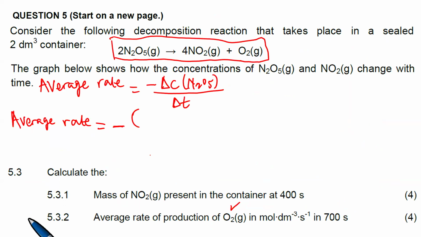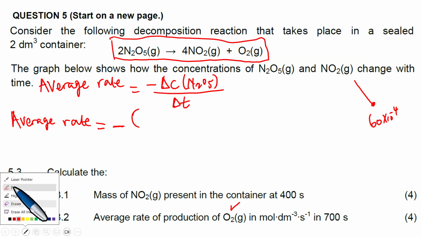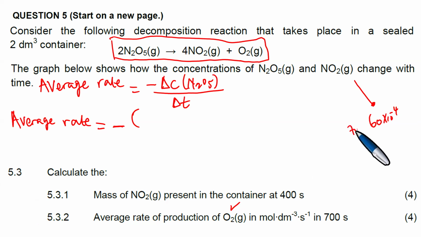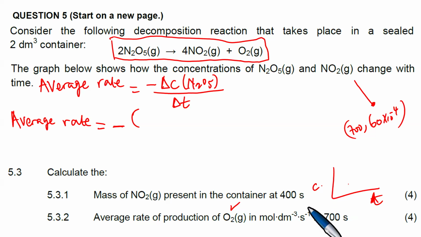So we shall say the concentration here is going to be what? There is a point on the graph that is going down, and it's going to be at 60 times 10 to the minus 4. That is the y. And then the x is the time, 700, because the time is on the horizontal axis. We have the time here and the concentration there.